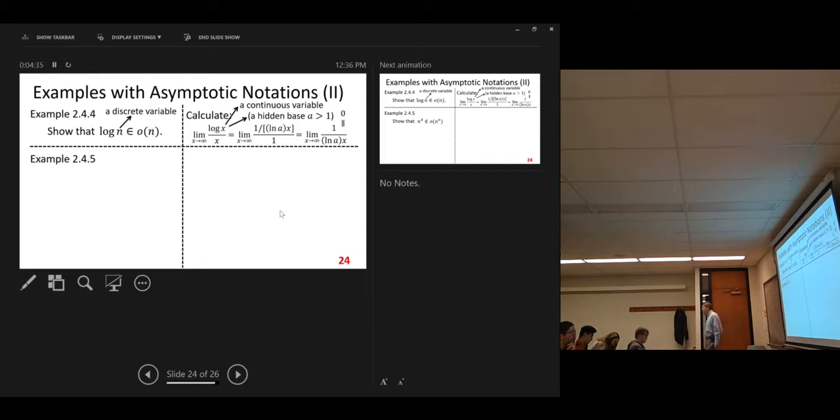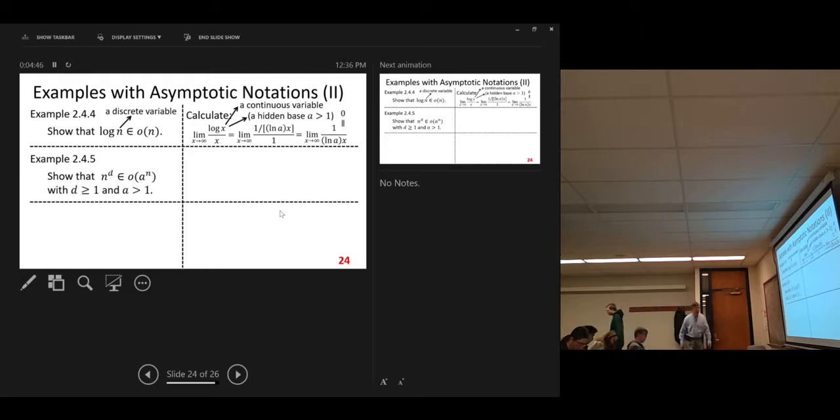Next example, number 5. This time, n to the dth power. Here, d is greater than or equal to 1, because here I want to use an integer. Later we will know d is not necessarily an integer. For any positive number, this result is true. But if we use an integer, the proof is easier. If it is not an integer, we can still prove it, but we need one more step.